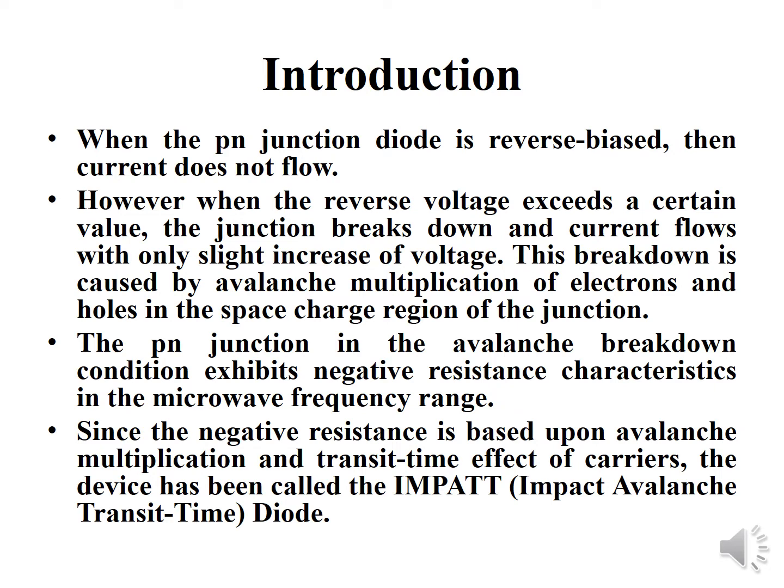It will be exhibiting negative resistance characteristics in the microwave frequency range. Since this negative resistance is based upon avalanche multiplication as well as the transit time effect of carriers, this device is also called Impatt diode, that is, impact avalanche transit time diode.